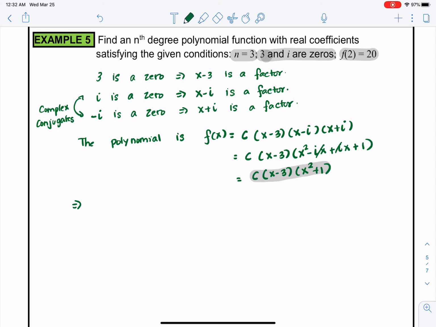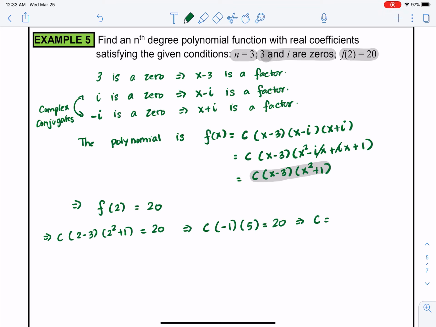So what is c? We are given that f of 2 is 20. So this would mean c times 2 minus 3 times 2 squared plus 1 must equal 20. So c times negative 1 times 5 equals 20, which would imply c is 20 over negative 5, which is negative 4. Therefore, f of x has to be negative 4 times x minus 3 times x squared plus 1.